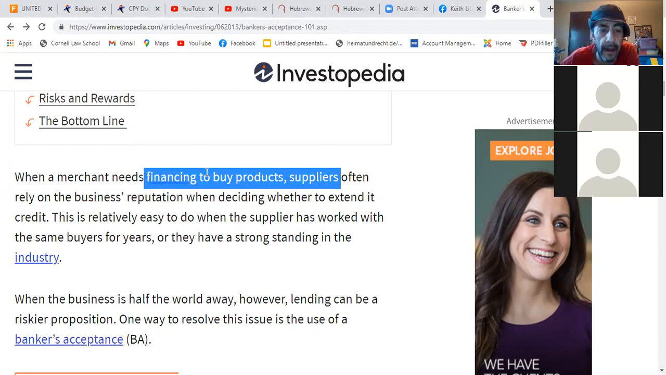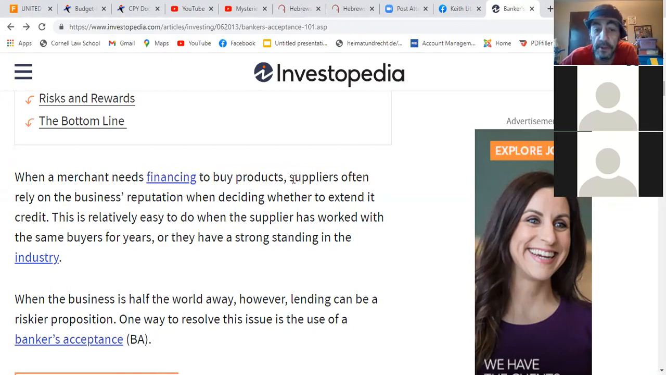So when a merchant needs financing to buy products, suppliers, the seller, often rely on the business's reputation when deciding whether to extend it credit. So are these bankers, when they say they are extending credit, are they selling you a line of bullshit? They are, because they don't have credit to extend. They can't extend their own credit. They have to get it from a supplier. Well, the only way they can go to a supplier to get it is through that Federal Reserve window.